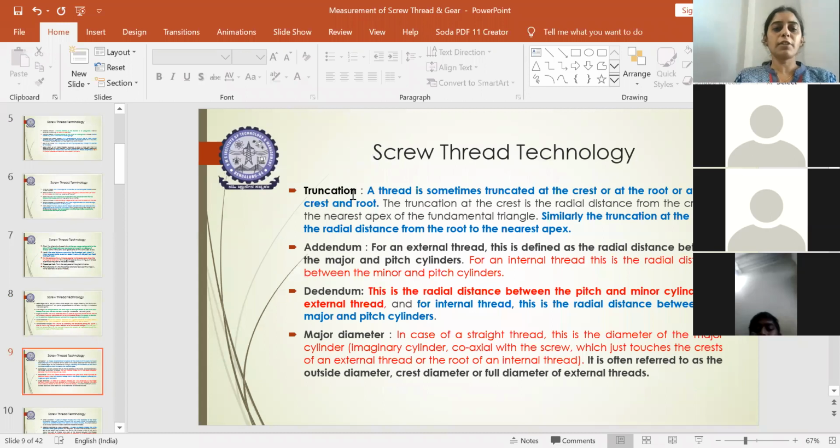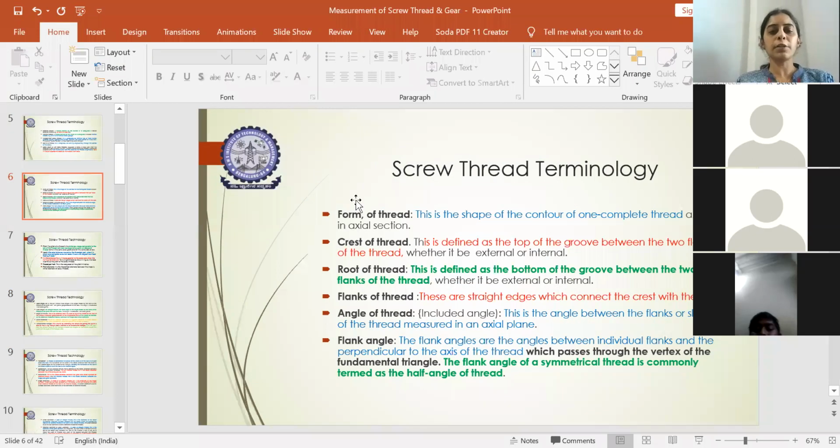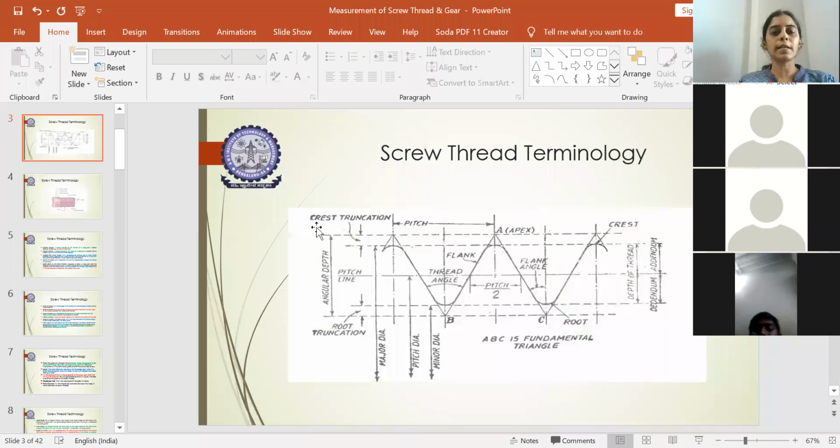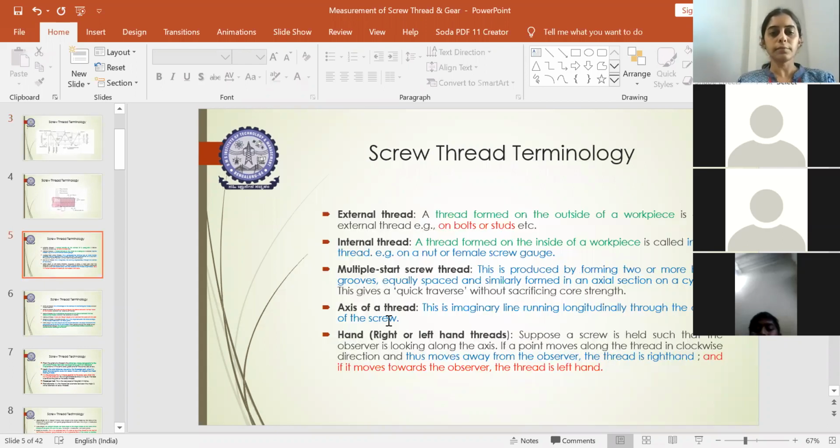Next is truncation. I told you already, the given screw thread could be a full version with the apex, or it could be truncated at the crest as well as the root. If it is truncated, that part is called the truncation. It could be either at the top of the groove or at the bottom of the groove. If it is truncated at the top, you call it crest truncation. If it is truncated at the bottom, you call that root truncation.